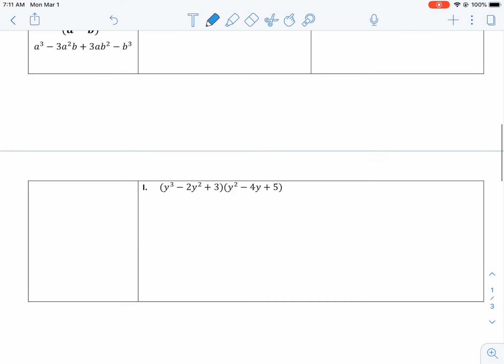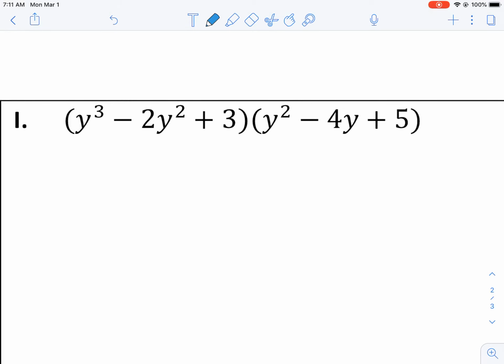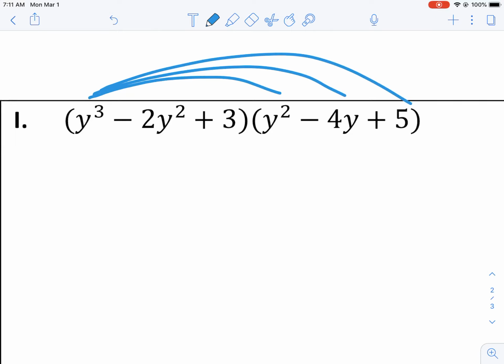The last thing here, I'll go through this one, but we can make these as long as we want. It's just going to make it more complicated, and make what you have to do more. But you're not really doing anything different. This is going to be a 3 by 3, so you're going to have 9 terms after you do this. So y cubed times y squared, that's y to the 5th. y cubed times negative 4y, that's negative 4y to the 4th. y cubed times 5, that's plus 5y cubed.